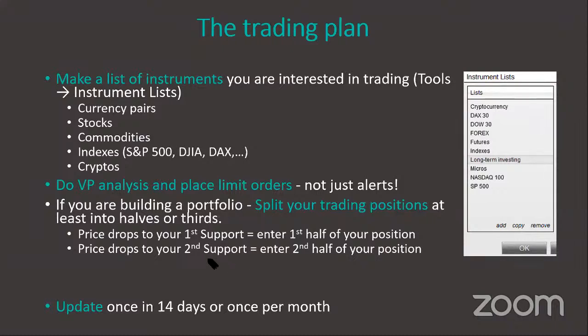And the last thing you need to do is an update every 14 days or once per month. You go through the charts again, through that list again. You do the analysis again, place new limit orders, manage the trades which you are already in, and do an overall update on all that. So yeah, that's the plan. That's the rough plan.